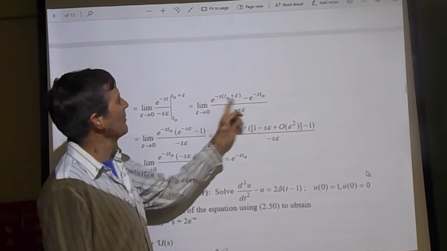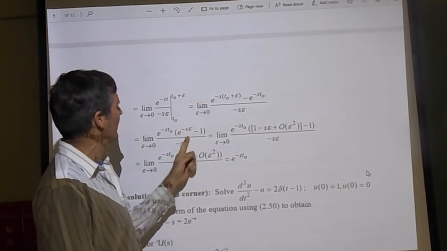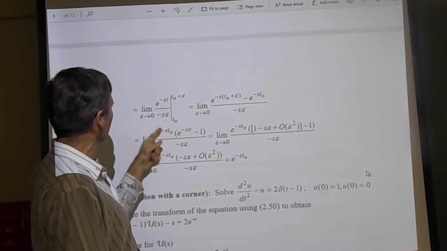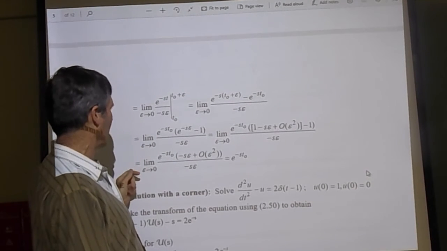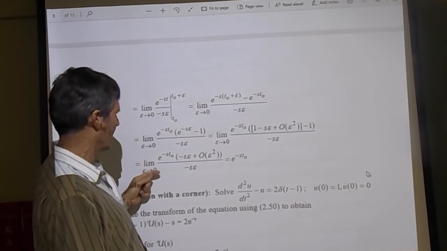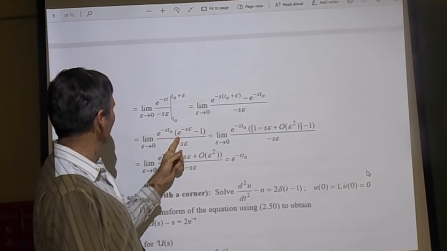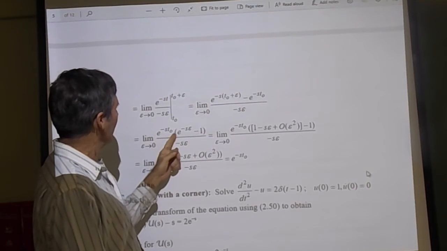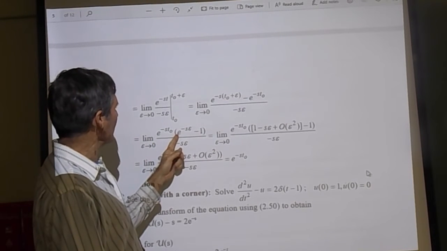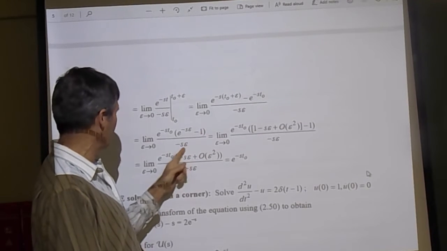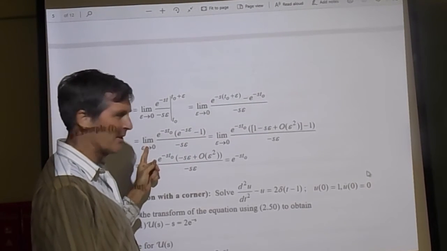You factor e to the minus s t0 out of the numerator, and then say, well, wait a minute, there's no epsilon in here. I can pull it outside the limit. I guess I didn't bother to do that here. You can pull it outside since there's no epsilon in it. And then you have (e to the minus s epsilon minus 1) over minus s epsilon, limit as epsilon goes to 0. What's that come out to?